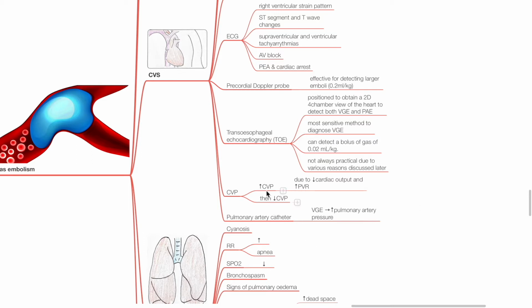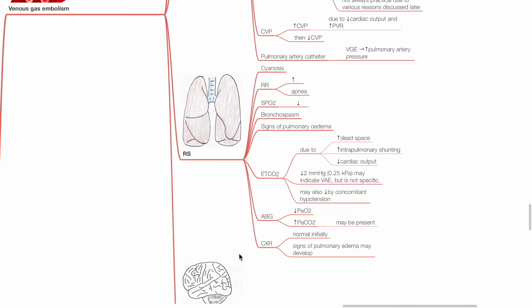CVP. There may be increased CVP due to reduced cardiac output and increased pulmonary vascular resistance. CVP may then decrease. Pulmonary artery catheter. VGE causes increased pulmonary artery pressure. Respiratory system. There may be cyanosis, tachypnea, apnea, desaturation, bronchospasm, signs of pulmonary edema.